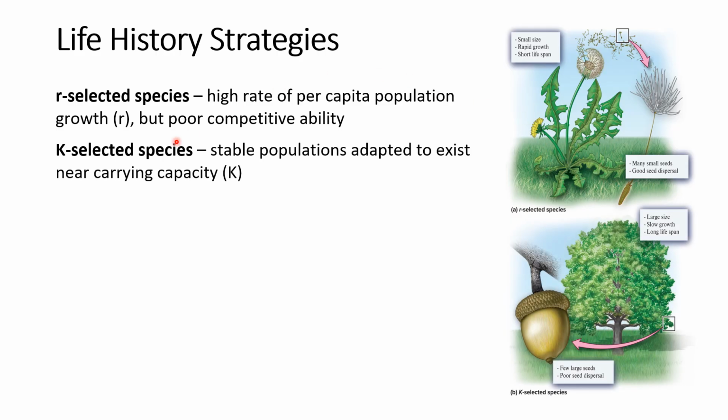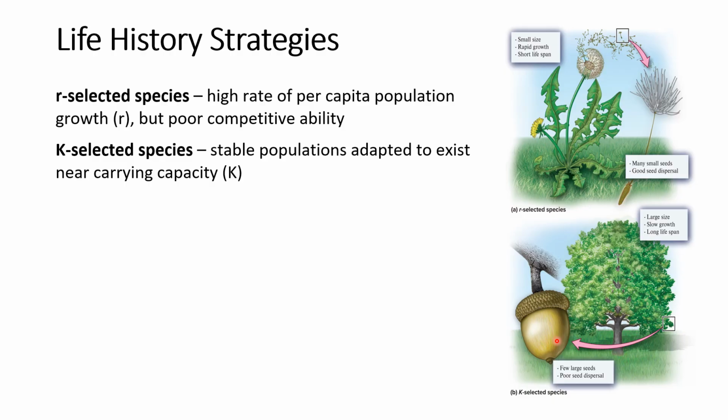K-selected species are more stable populations. These are species that are just trying to exist at a carrying capacity. That's why they are called K-selected. And notice the K is capitalized now to denote that their strategy is to get to the carrying capacity. So if we go back to plants, these would be like large trees, right? They're very large, they grow very slow, they live thousands and thousands of years. They have very large seeds that don't really have good seed dispersal. They just fall on the ground right below the tree, so there's not a lot of seed dispersal.